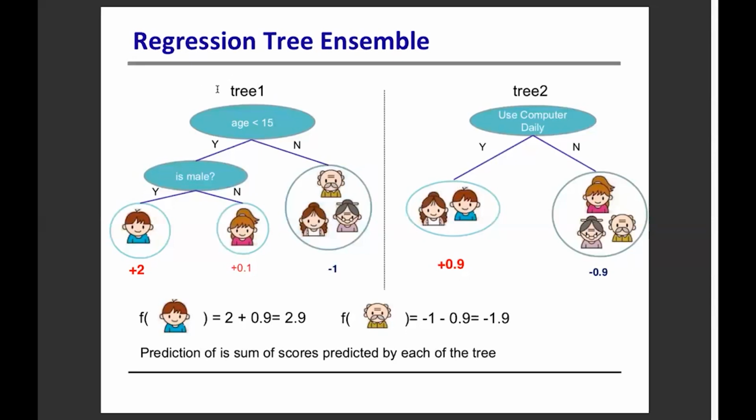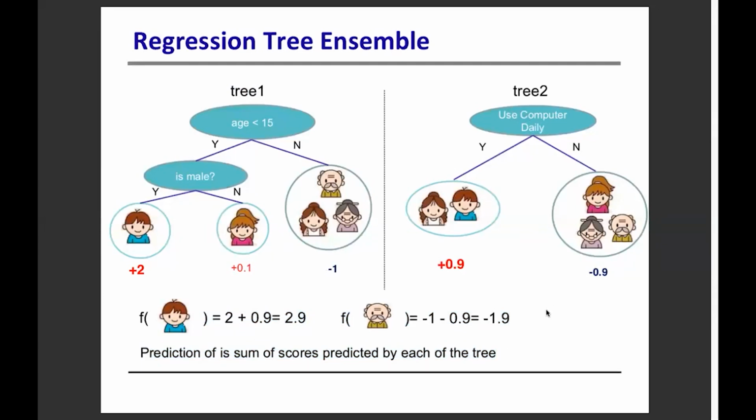Now, this tree says that this person should play the game 2.9. How we fit this particular instance into the first tree, it says 2, and when we fit this instance into the second one, it says 0.9. That's what we do in boosting or any other technique. Then we get the score of a boy who uses the computer daily as 2.9. Now, in case of this old man, he is older than 15, therefore his score as per the first model is -1, and as per the second model, it is -0.9. Therefore, the score of an old man who doesn't use the computer daily is -1.9.